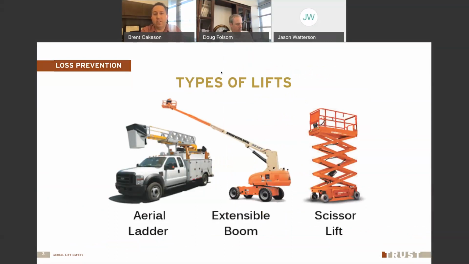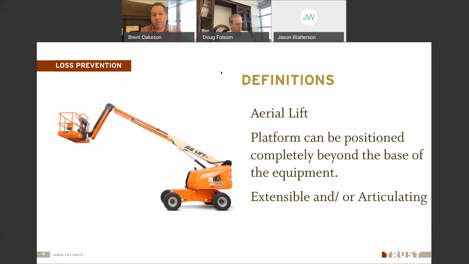So what is an aerial lift? We're going to talk about how OSHA distinguishes between an aerial lift and a scissor lift and the different types of lifts that are out there. An aerial lift has a platform that can be positioned completely beyond the base of the equipment. So it goes horizontally and extends out, and it can be extensible or it can be articulating. Articulating is where it has different jointed parts that bend and can move in different ways as they extend out.